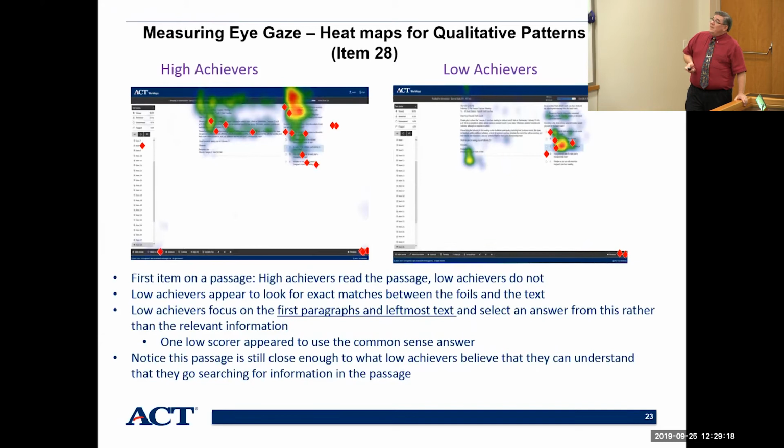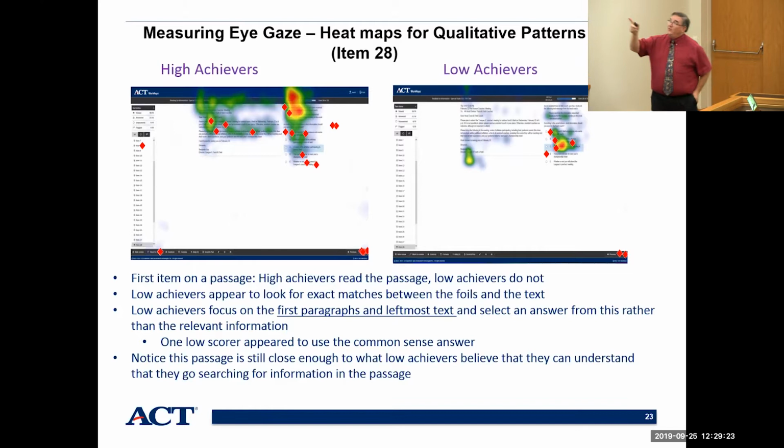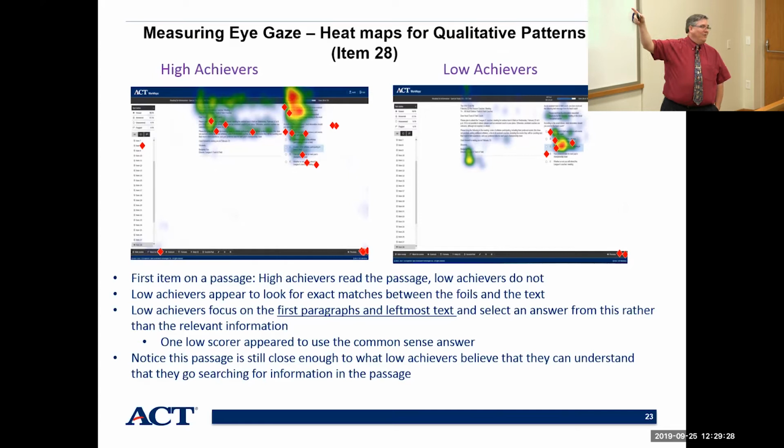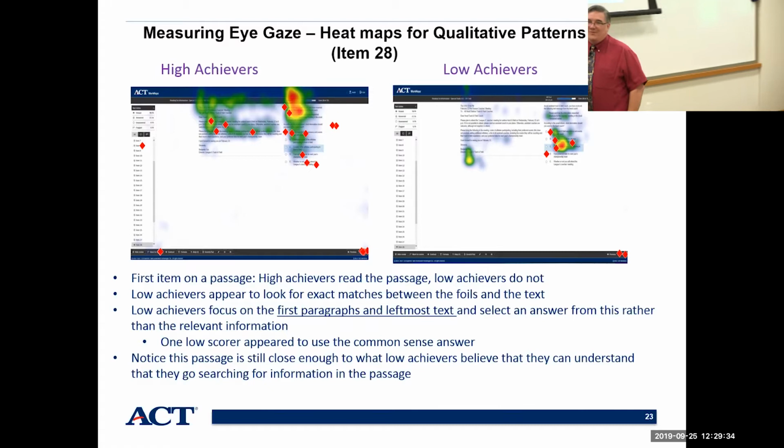Now, this is the first item on a passage. Notice what I said before. The high achievers read the whole passage. And then notice, you can't tell that they're reading left or right, but it certainly looks like they read the entire sentences they went through. And when they got down to the sincerely part, they knew, I know what's coming after sincerely. I don't really need to spend a whole lot of time there because I know how it works.